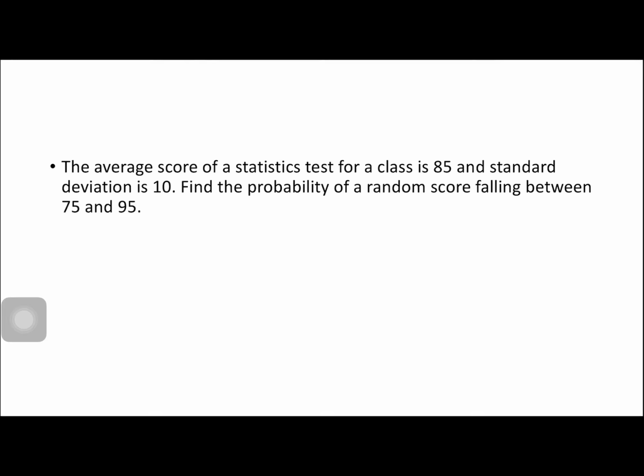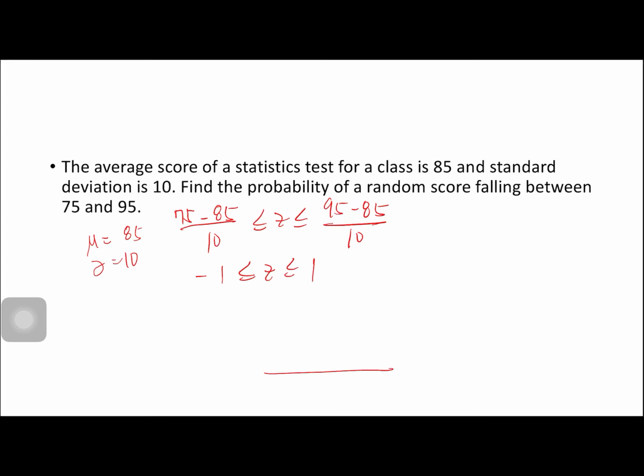Then we have next, the average score of a statistics test for a class is 85 with a standard deviation of 10. Find the probability of a random score falling between 75 and 95. So our mean is 85. Our sigma is 10. Okay? So here we have 75 minus 85 divided by 10 is less than or equal to z is less than or equal to 95 minus 85 over 10. So this is, again, negative 1 is less than or equal to z is less than or equal to positive 1.